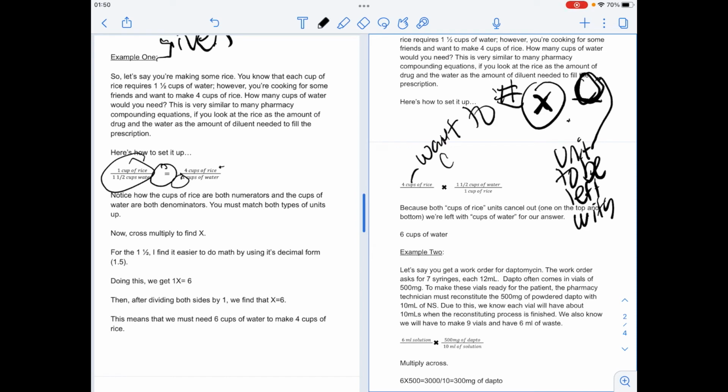Want to cancel out. This is the unit that we want to keep. So we want to find cups of water. So cups of rice is set diagonally to cups of rice. So these units cancel, and then we are left with the cups of water unit.